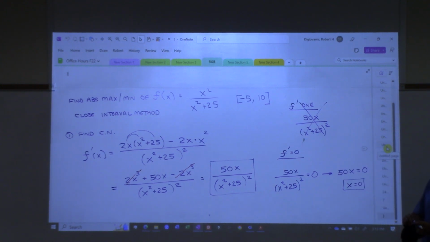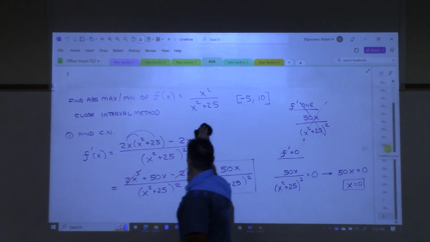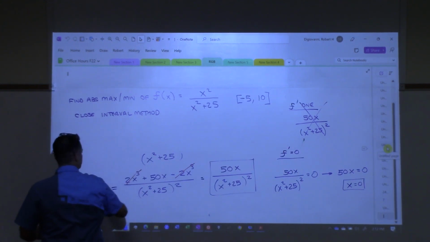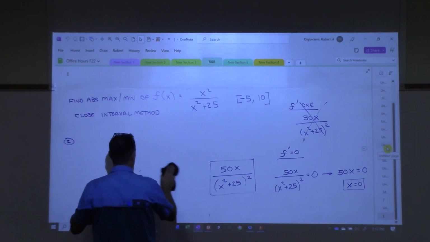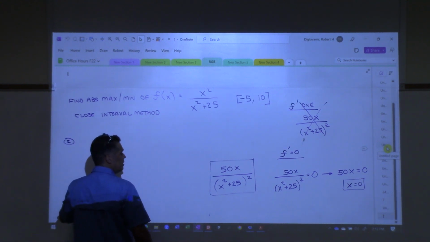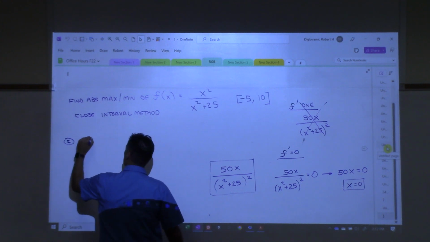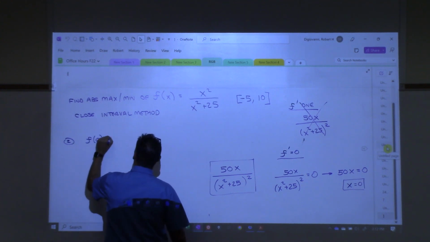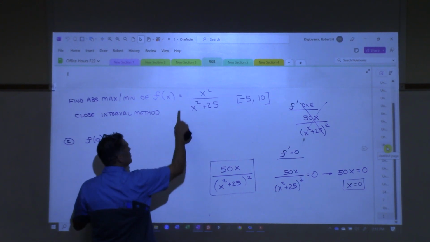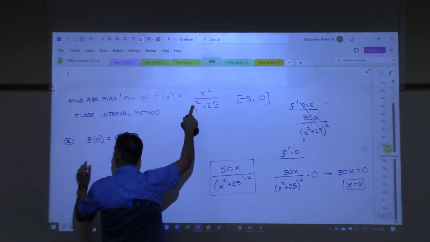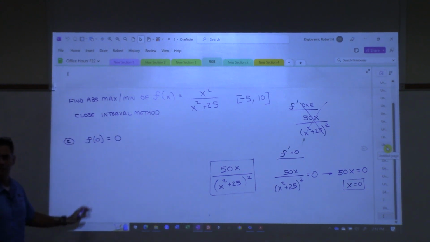So now I can move on to step 2. What do we do for step 2? Plug our critical number into our function, right? We plug 0 into the function, and that should be really nice, shouldn't it? It's 0, isn't it? We plug 0 into that, we get 0. And that's it. Third step.